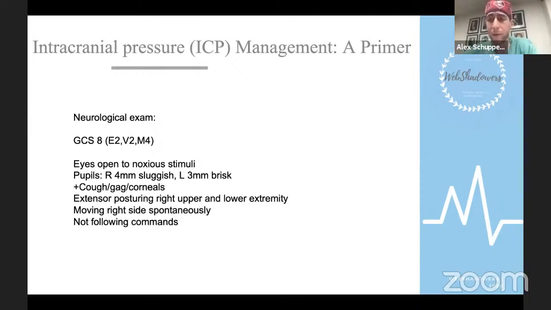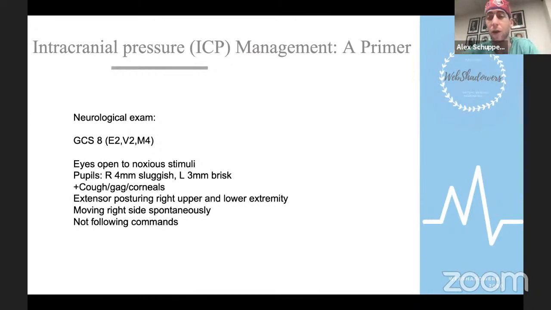His right pupil is 4 millimeters and sluggish. Left is 3 millimeters and brisk. This means when you shine a light, how quickly the pupil constricts, which is a normal brainstem reflex. I will just tell you this is abnormal. You shouldn't have one sluggish pupil and one brisk pupil.